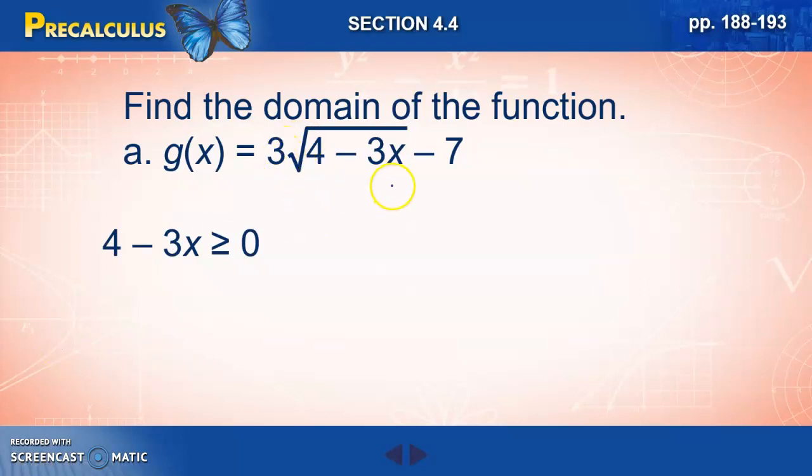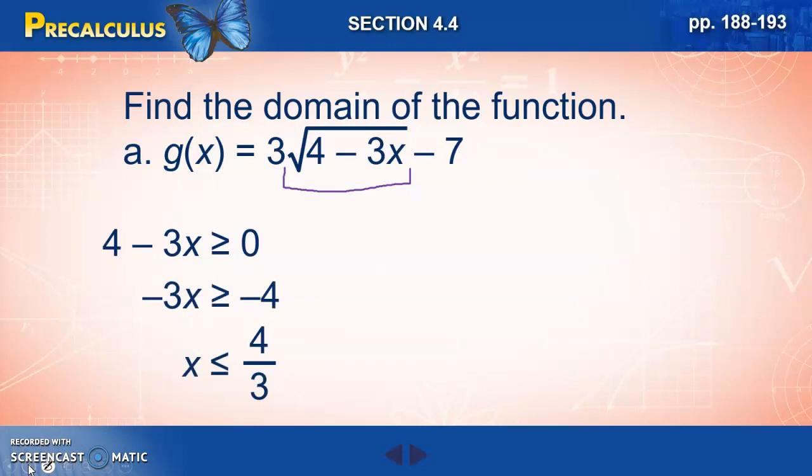We don't really care about the 3 and the negative 7 when we're dealing with a domain because those aren't going to affect any of our restrictions. We just need this piece to be greater than or equal to 0. We will then solve for x, and when we do so, we find that x must be less than or equal to 4/3. So our domain restriction is that x must be less than or equal to 4/3. We would write that for our domain of G. We've got this fancy curly brackets here, x, and then a straight bar, x must be less than or equal to 4/3. So x is restricted to this domain.